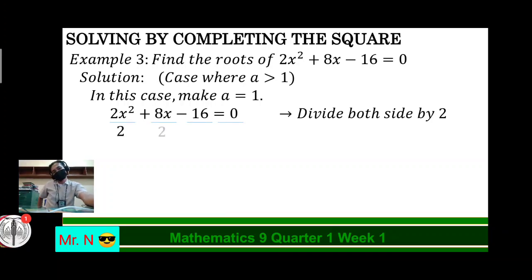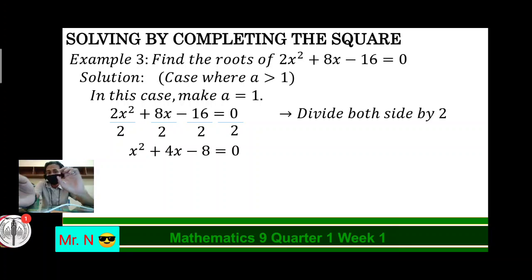So divide 2, divide 2, divide 2, and divide 2. So now let's simplify. We're just going to divide so we can just easily cancel out the 2 beside x squared. So we have now x squared, and then 8x divided by 2 is 4x, negative 16 divided by 2 is negative 8. So we have now the resulting equation, x squared plus 4x minus 8 is equals to 0. Okay, so that's it. Now, let's see no, kung ito ay perfect square trinomial. What is the square root of x squared? Very good. X. What about what is the square root of negative 8? Okay, negative 8 is not a perfect square trinomial.